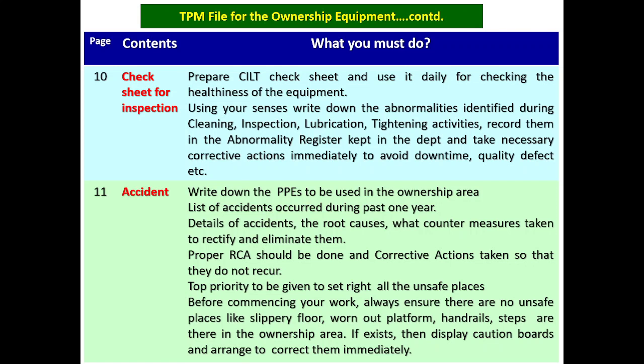Prepare a CLT check sheet and use it daily for checking the healthiness of the equipment. The owner is a doctor, he needs to check his equipment with this check sheet. Using your sensors, that is, using your hands, eyes, nose, and ears, write down the abnormalities noticed during cleaning, inspection, lubrication, tightening activities. Record them in the abnormality register kept in the department and take necessary corrective actions immediately to avoid downtime, quality defects, etc. We can prevent costly breakdowns if these CILT activities are sincerely followed.